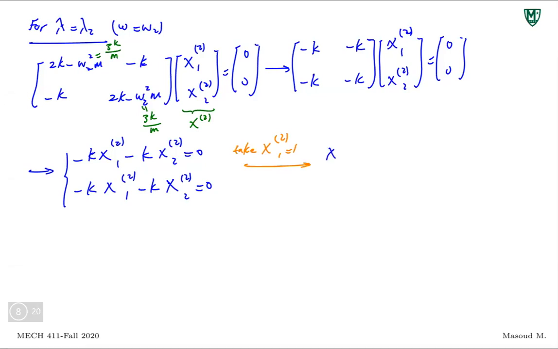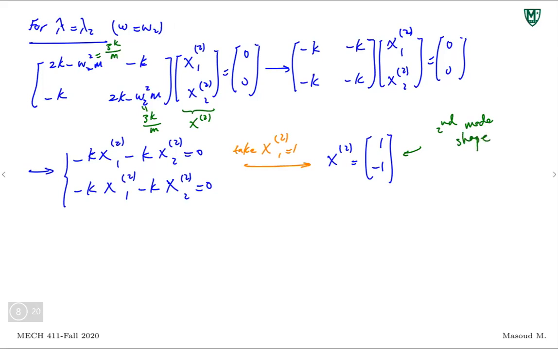What happens? So x2,1 becomes, well, if this is 1, from either of these equations, the other one becomes minus 1. And this is the second mode shape.